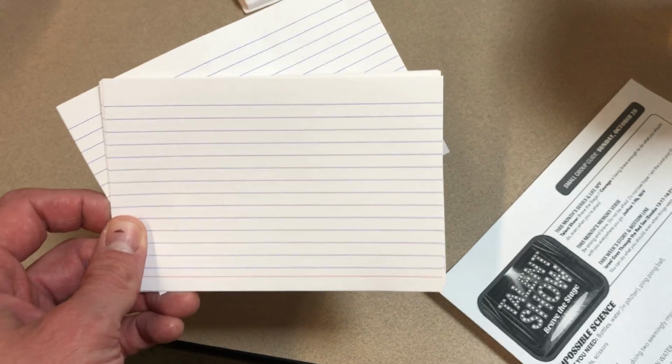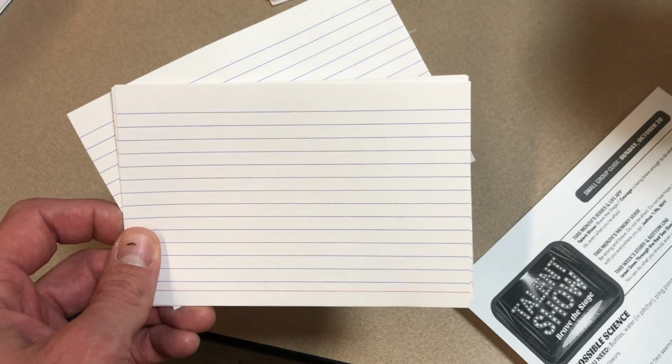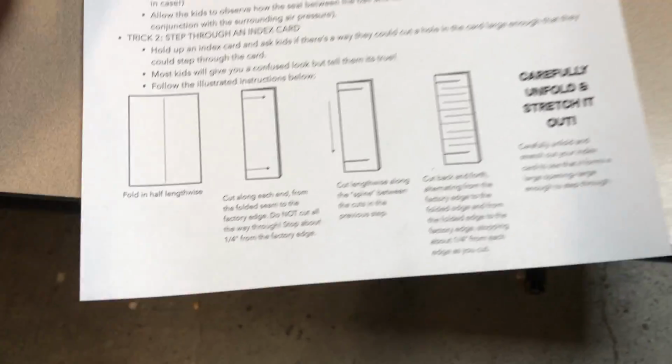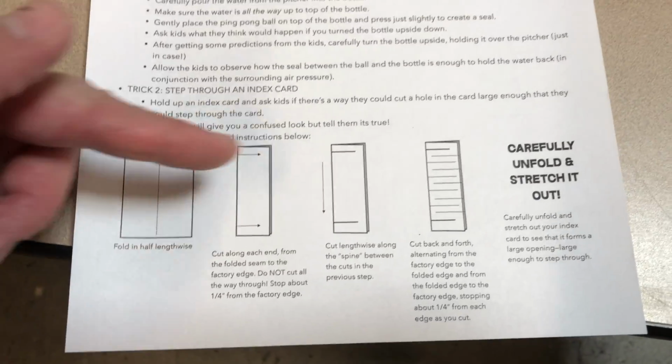Next activity here is step through an index card. An index card is just one of these. Ask the kids if there's any way they can cut a hole big enough that they could step through it. A lot of them will give you a puzzled look, unless they've heard about this before. But here are the instructions. I've tried to make some diagrams here on how it goes.